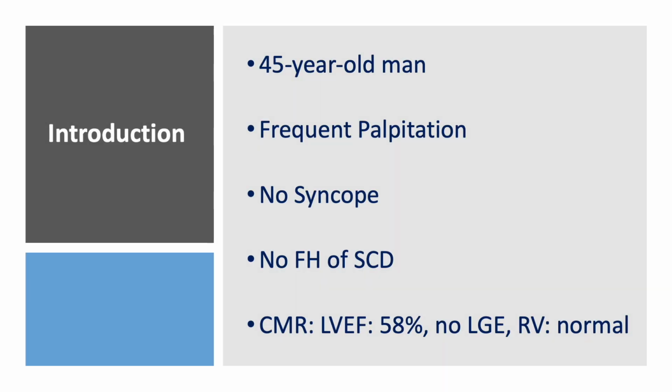Our patient is a 45-year-old man with frequent episodes of palpitation and documented wide QRS complex tachycardia who was admitted to another hospital. In the past medical history, he had no syncope, no family history of sudden cardiac death. Cardiac MRI showed a normal ejection fraction, no late gadolinium enhancement, and the right ventricle was normal.